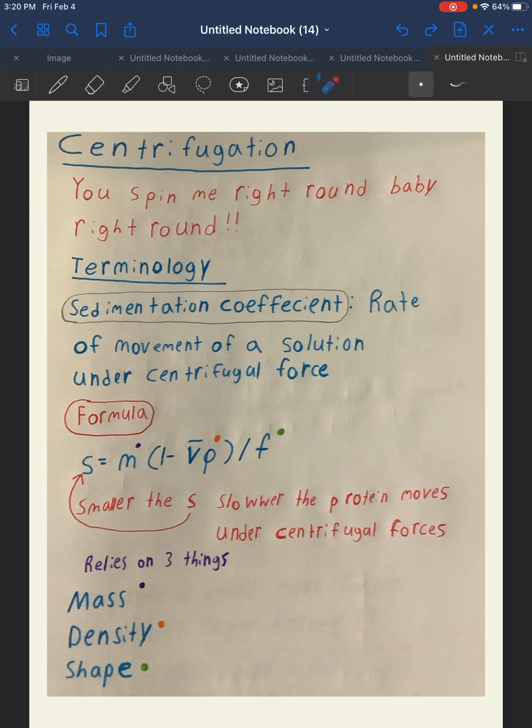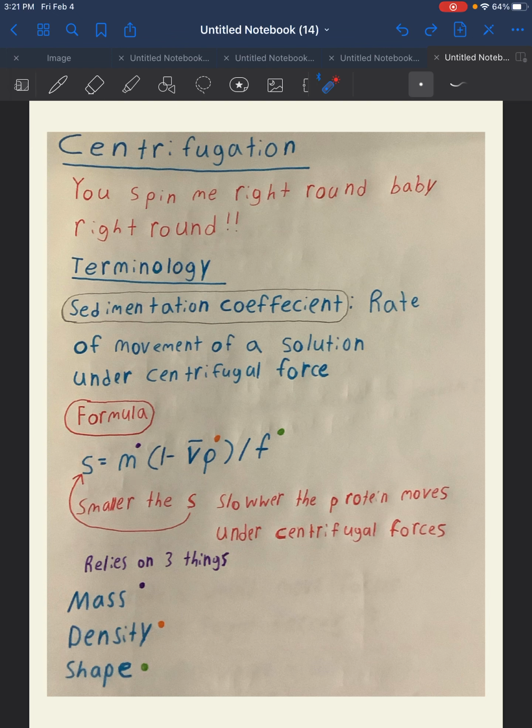So to recap, that sedimentation coefficient is the movement of molecules at various speeds under a centrifugal force. So basically taking advantage of this equation to understand what molecules will move at what speed under a centrifugal force. Now, once again, this relies on three things: mass, density, and shape. As you increase the mass, of course, your sedimentation coefficient is going to increase, meaning it is going to be moving faster under that centrifugal force.